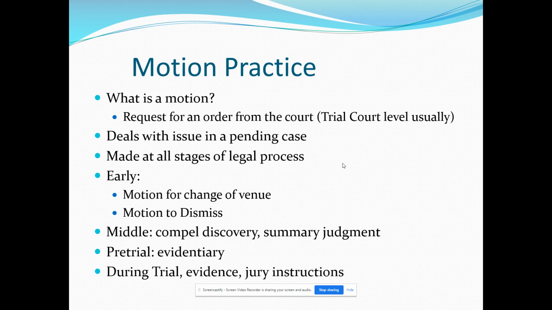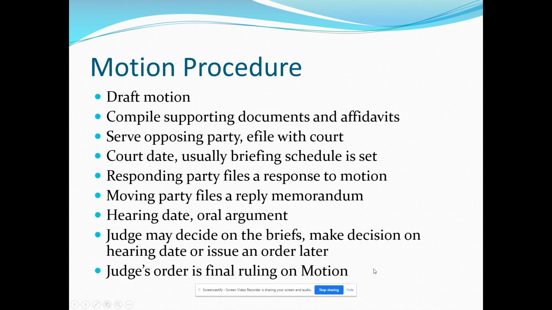So early on, you have a motion for change of venue. I think this is an inappropriate court for us to hear this matter, so I'm moving to change this, or I'm moving to dismiss this complaint for failure to state a claim, for some sort of defect in the pleadings. In the middle, you have motions for summary judgment, motions to compel discovery. In the pre-trial stage, you have evidentiary motions, these motions in limine. And perhaps during trial, you're going to have evidentiary ones or disputes as to the content of the jury instructions.